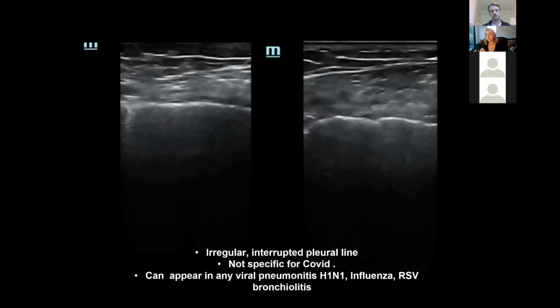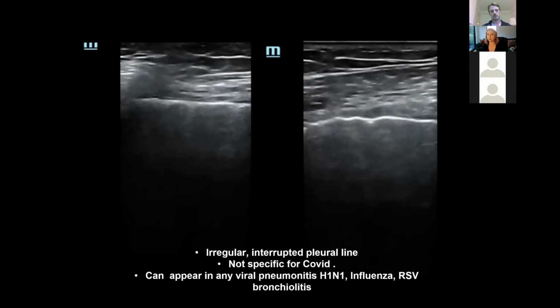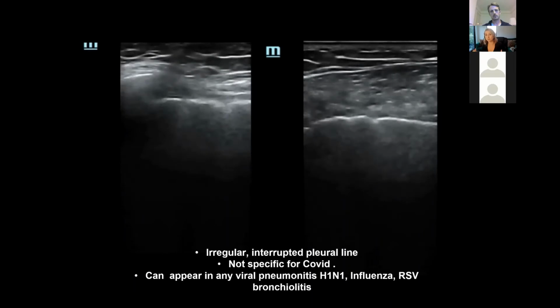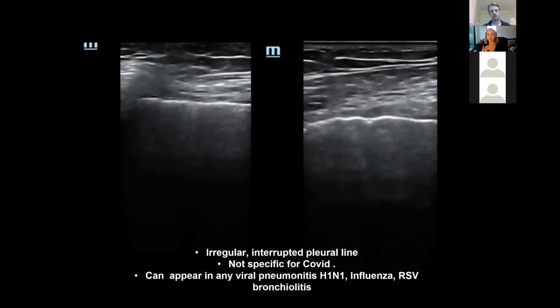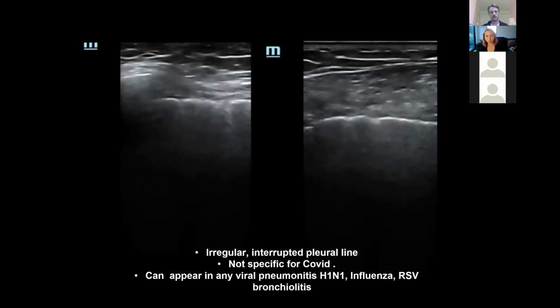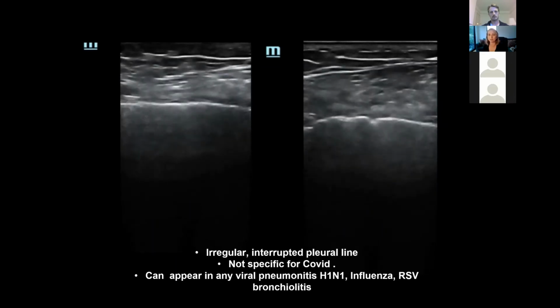These findings are not specific for COVID. These are findings of any viral pneumonia, so bronchiolitis in kids will look very similar like this. And older patients with pulmonary fibrosis will have patches like this too. So do take that into account when you're examining. So you'll have to have quite a high suspicion for COVID-19 to take these findings as COVID.